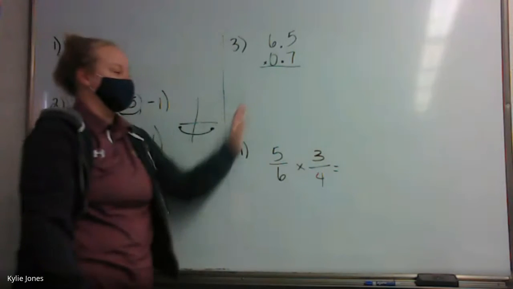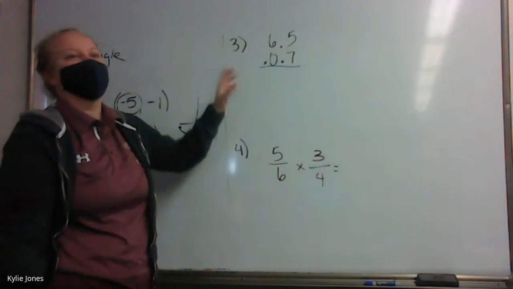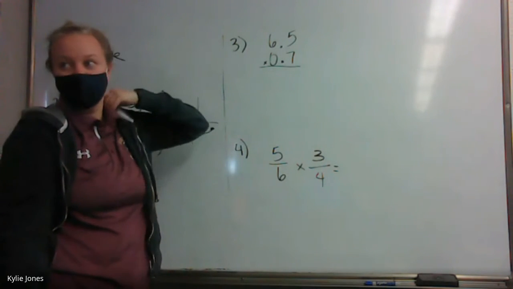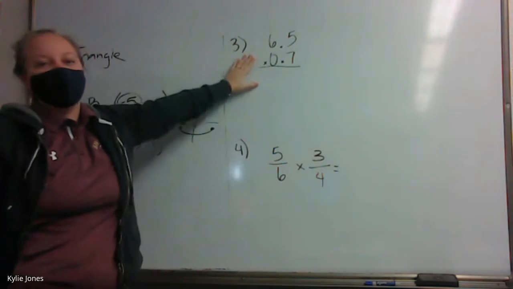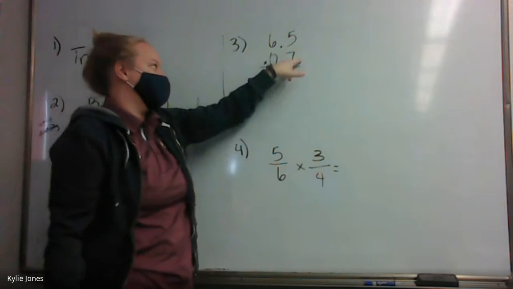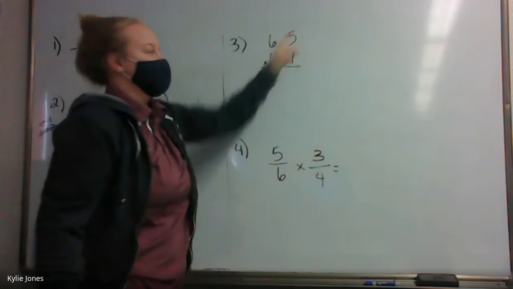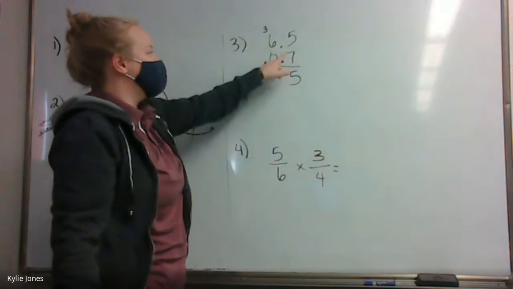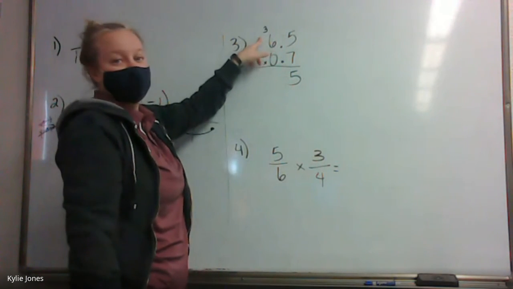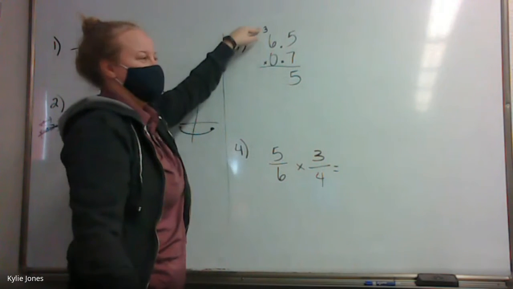We're kind of going back over this because next week we're going to get back into multiplying decimals and fractions. So, let's start by multiplying 6 and 5/10 times 7/10. Start with our 7. What is 7 times 5? 35. Carry your 3. What is 7 times 6? 42. 42 plus 3? 45.